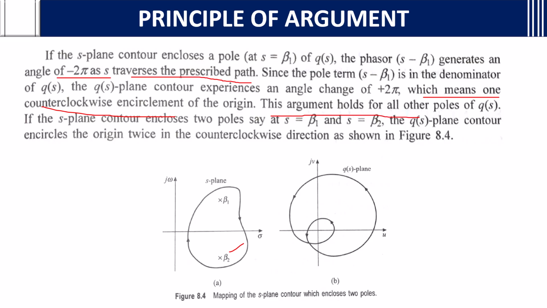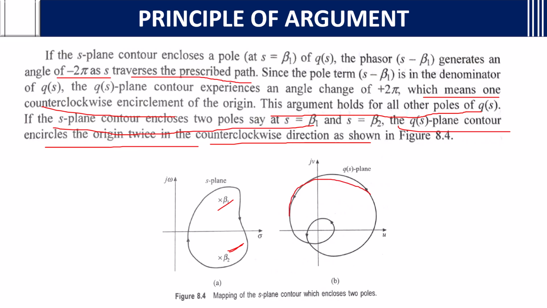This argument holds for all poles of Q of S. If the S-plane contour encloses two poles, beta 1 and beta 2, then the Q of S plane contour encircles the origin twice in the counterclockwise direction. Counterclockwise means anticlockwise. As there are two poles, it will go counterclockwise around the origin 2 times.